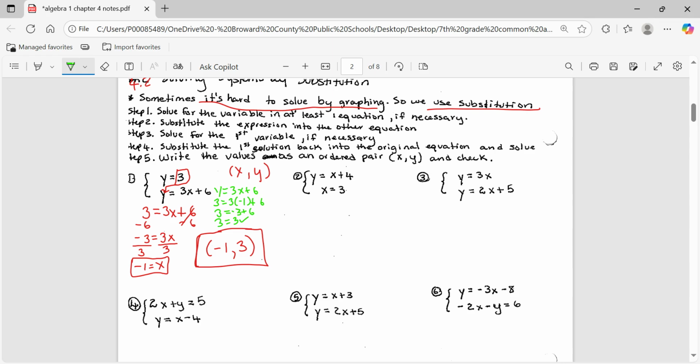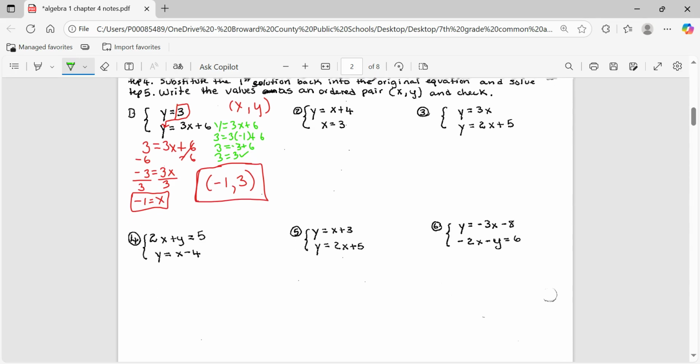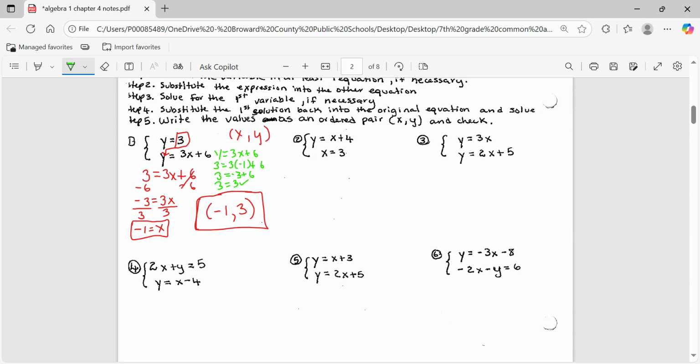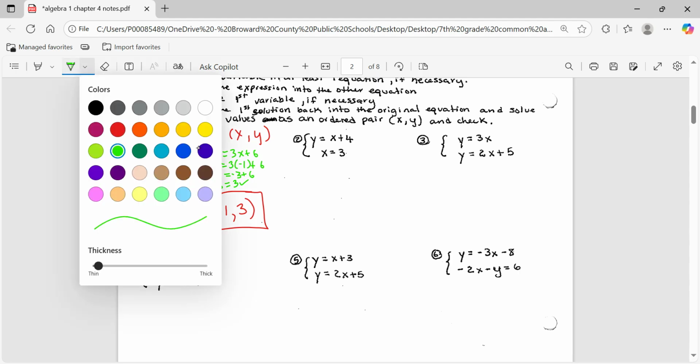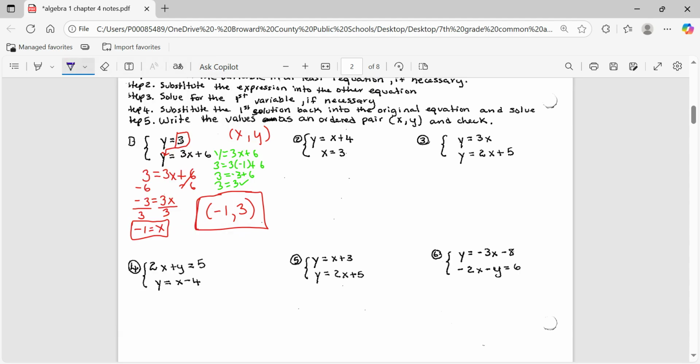Well, what if, as in number 3, what if it's an expression? So in this case, y is equal to 3x and y is equal to 2x plus 5. Well, wasn't it the same thing? Y was equal to 3 and we substituted it. But now y is equal to 3x. That's okay. I am just going to take 3x and substitute it in for y. So that 3x is equal to 2x plus 5.